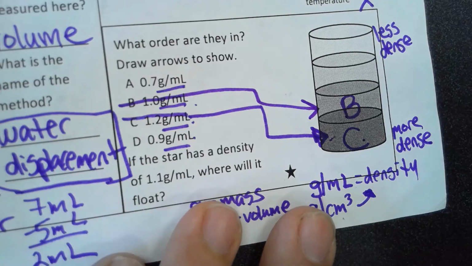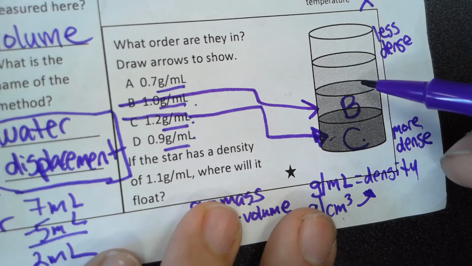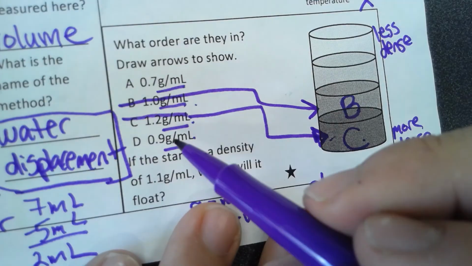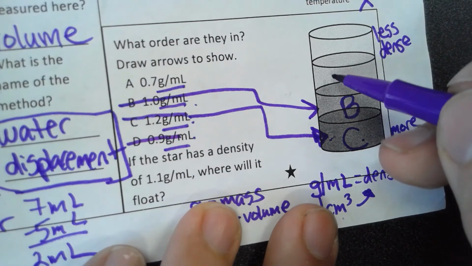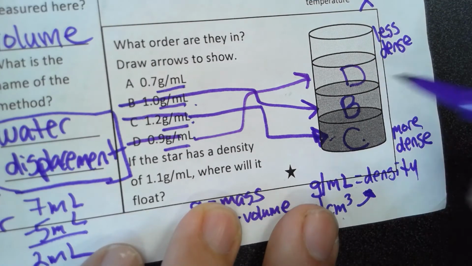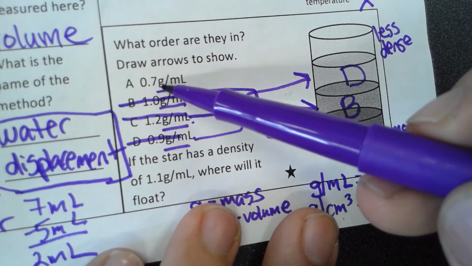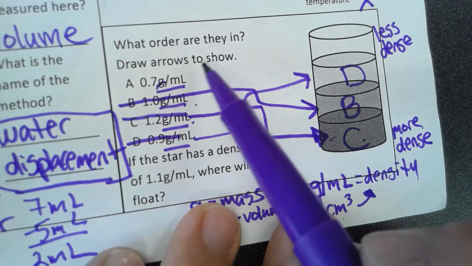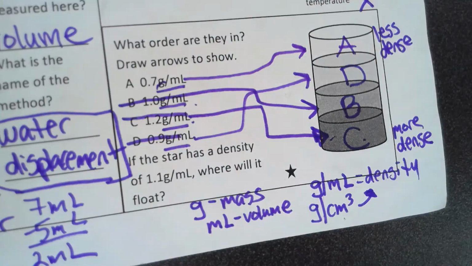Okay, what's floating on top of B? The one that's next densest. Okay, 0.7 or 0.9, which one's bigger? 0.9. So that's going to go over here. That's D. And then the one that's floating on the top is going to be the least dense. So this is the smallest number. This one's going to be floating on the top. Okay? Boom.